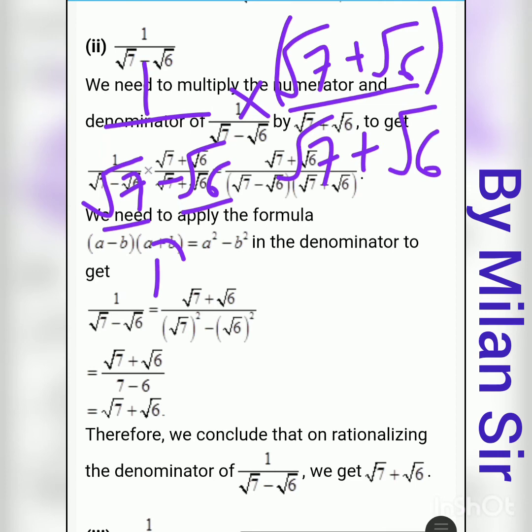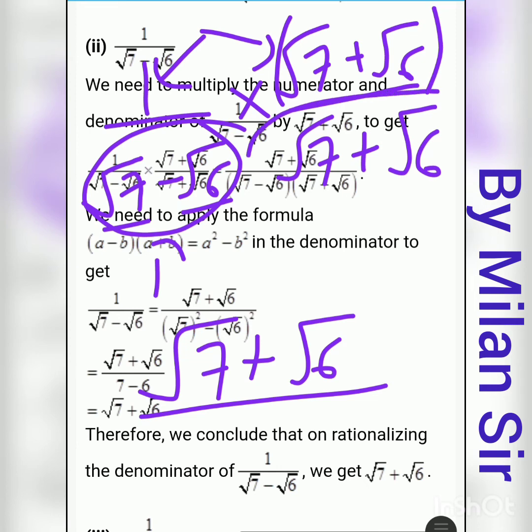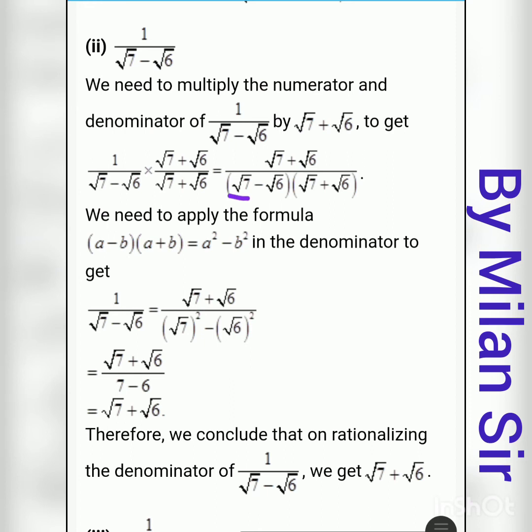Now in the numerator we multiply this bracket with 1, and multiplication with 1 is the same. So in the numerator we have under root 7 plus under root 6 as it is. Now in the denominator, we have under root 7 minus under root 6 and under root 7 plus under root 6. One time minus, one time plus, and our two terms are the same: under root 7 and under root 6, with a negative sign in one and a positive sign in the other.